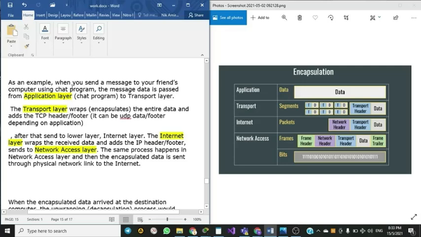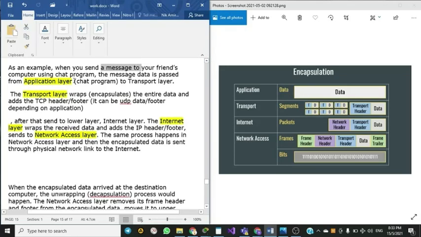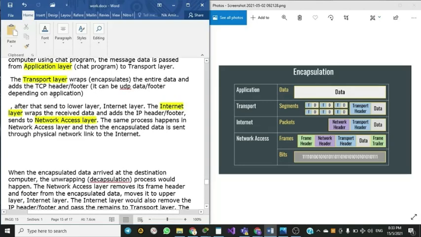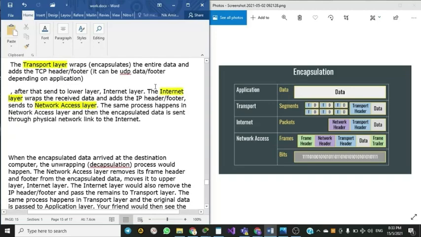As a final example, when you message a friend using a chat program, the message will pass to that layer and then to the transport layer. The transport layer will encapsulate the entire message and add a TCP header. It can be UDP data instead, depending on the application and the protocol itself. After that, it will be sent to the internet layer, which adds the IP header or footer. Then it is sent to the access layer.